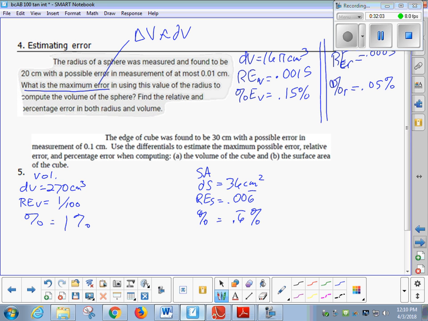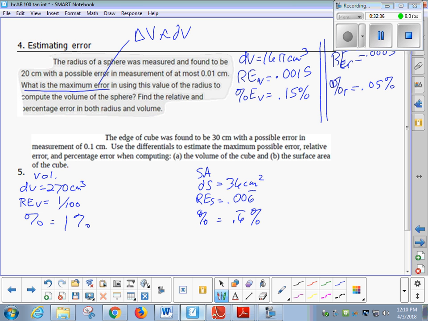For the radius, that actually seems hard, but it's easier because they give you everything you need. The relative error for the radius is 0.01 compared to 20, and so that's 0.0005. As a percent, move the decimal twice, that's 0.05% error. It's pretty common, in fact almost always the case, that as you go up in dimensions, you get more error. So if you take the linear measure of the radius, and then go to the surface area and the volume, that error will grow.